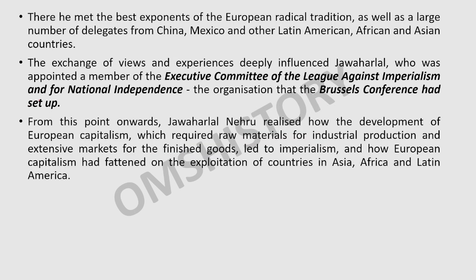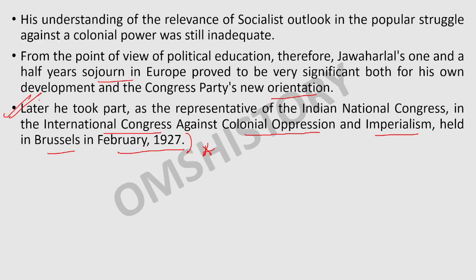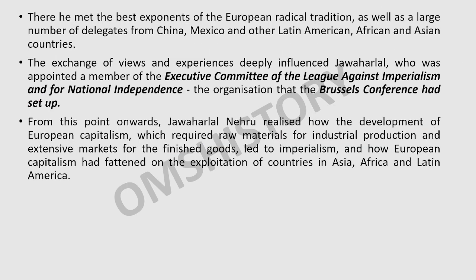Further, in this conference where he participated in Brussels, he met the best exponents of the European radical tradition as well as a large number of delegates from China, Mexico, and some other Latin American nations, African nations, and Asian countries as well. The exchange of views and experience deeply influenced Jawaharlal Nehru, who was appointed a member of the executive committee of this League Against Imperialism and for National Independence.